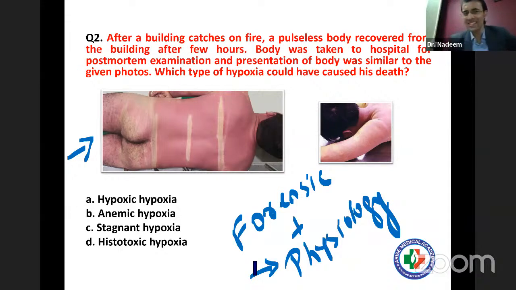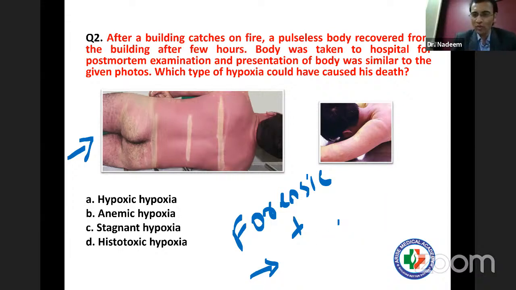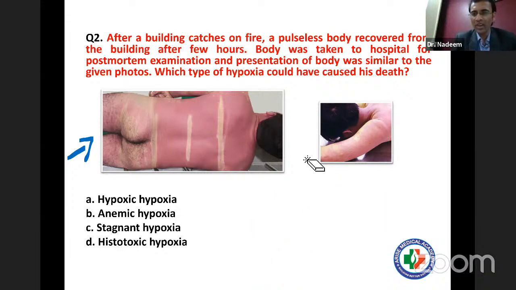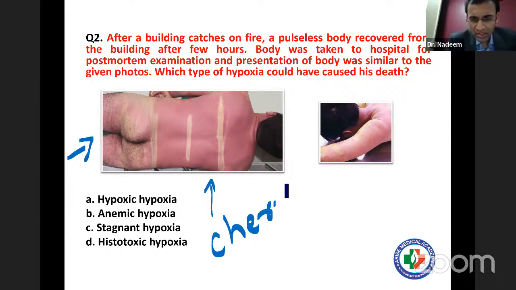When I see this question, after a building catches on fire, a pulseless body is recovered from the building after a few hours. A person was in that building which caught on fire, and after that he died. You cannot see any burning part here. But I can see this kind of discoloration. What is the lividity of the body? Lividity means the post-mortem staining of the body. This is like cherry red.